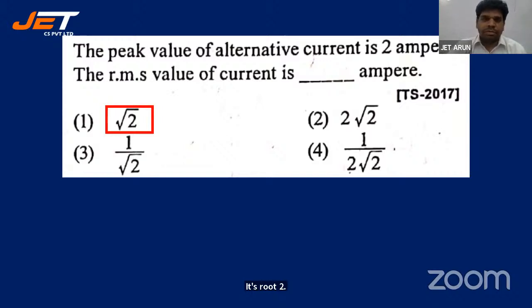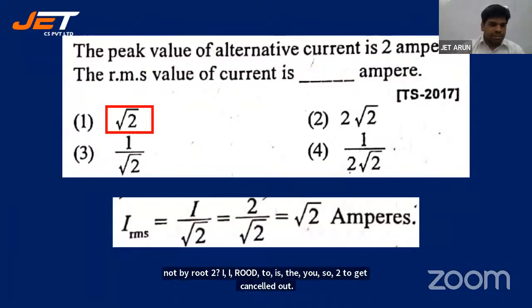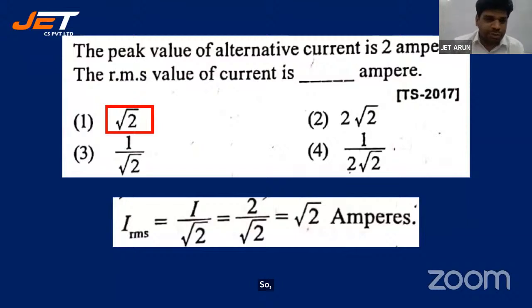Okay. Let's look at the next one. Okay, here's the solution, students. IRMS is nothing but I naught by root 2. Because peak value by root 2 is nothing but the IRMS value. So 2 by root 2. Root 2 gets cancelled out. So what results is root 2 amperes. RMS value formula is peak value by root 2, students. I naught by root 2. Root mean square value of a variable with peak value I naught is I naught by root 2.